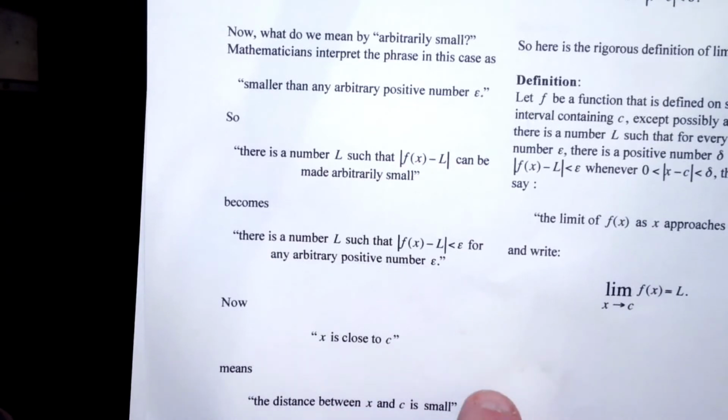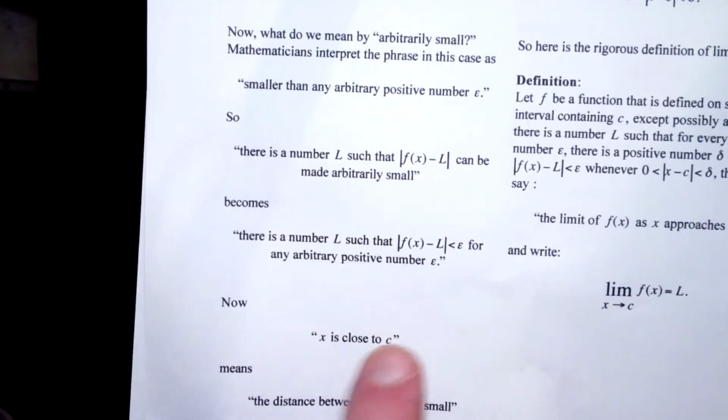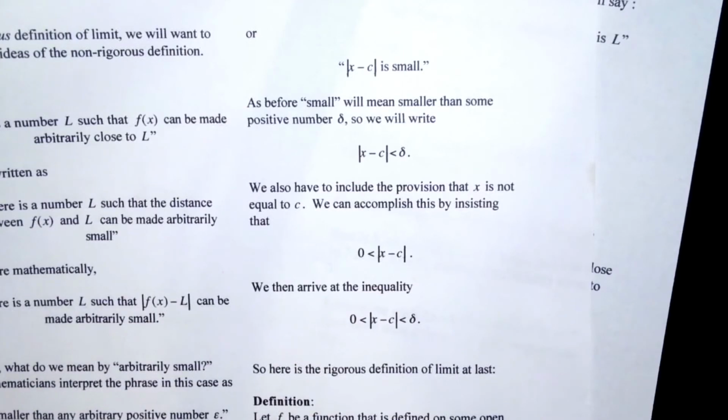Alright? Now the other phrase we need to concentrate on is this part down here, x is close to c. Well, just like before, we're going to rewrite that in terms of distance. We're going to think of this as the distance between x and c is small. And again, what does it mean to be small? Well, in this case, small means smaller than some positive number delta, so we'll write that part of the definition as the absolute value of x minus c is less than delta.